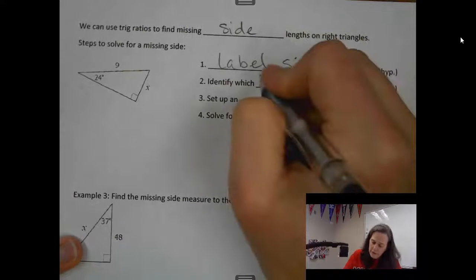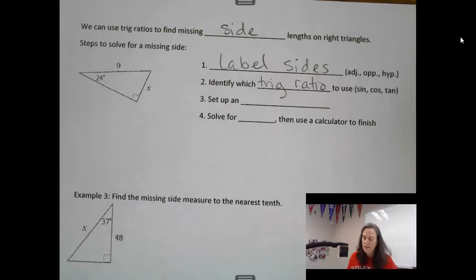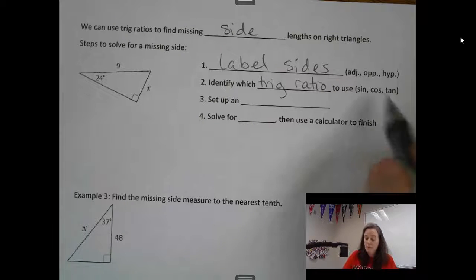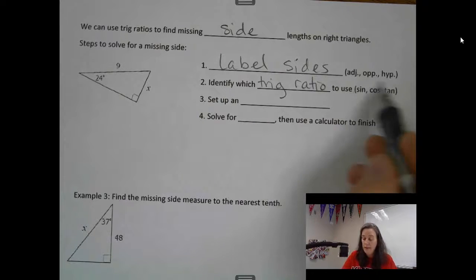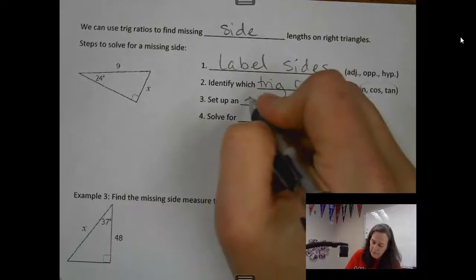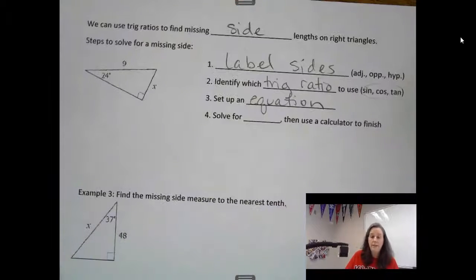Identify which trig ratio to use. So if you have opposite and hypotenuse, you want to pick sine. If you have the adjacent and the hypotenuse, you want to pick cosine. And if you have opposite adjacent, you want to pick tangent. So you got to be really clear about which one goes with which pieces. Then you set up an equation and solve for x.